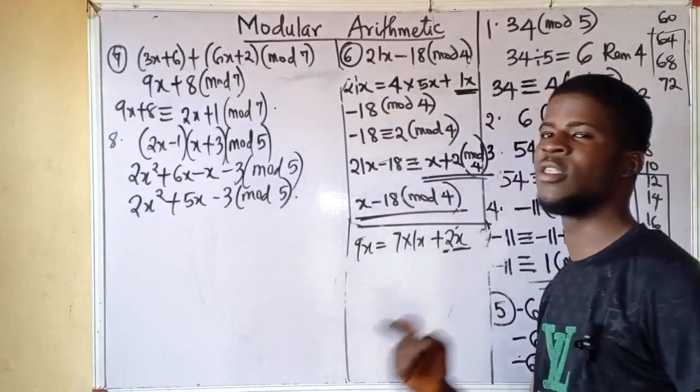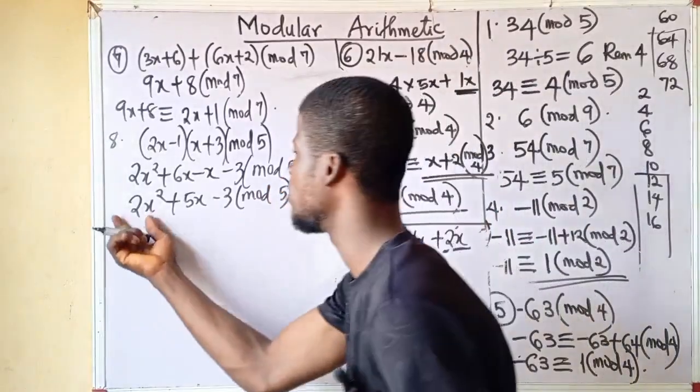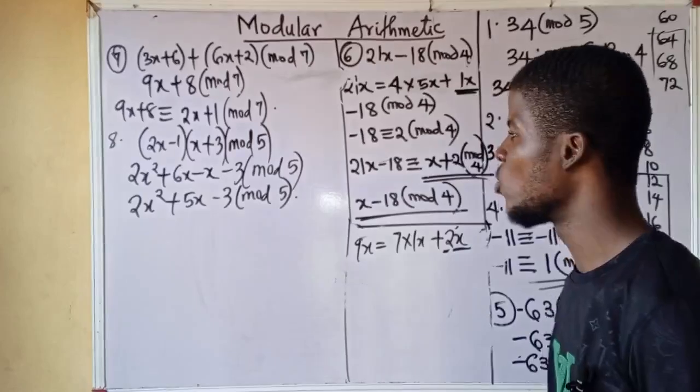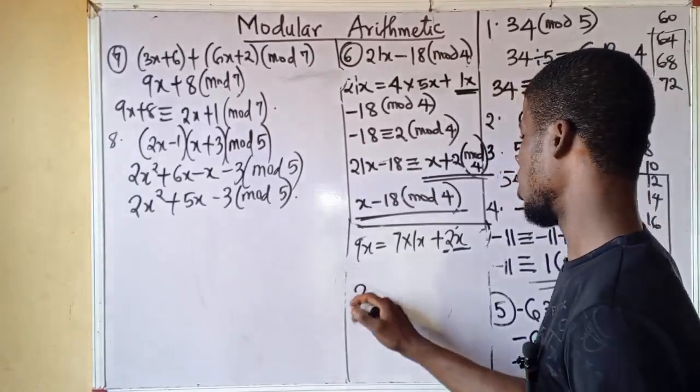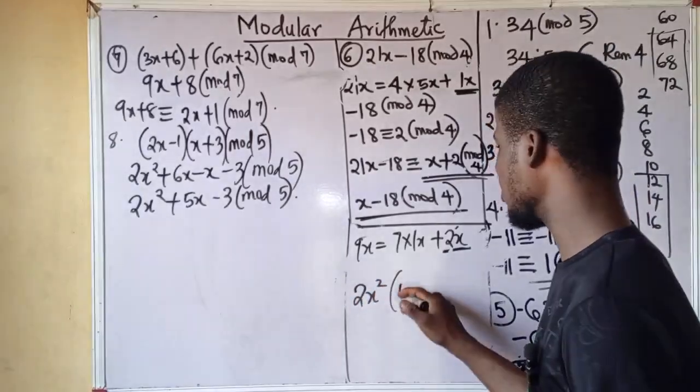Alright. Now take them one after the other. Take them 1 by 1. 2x squared. Is it an integer in modulo 5?